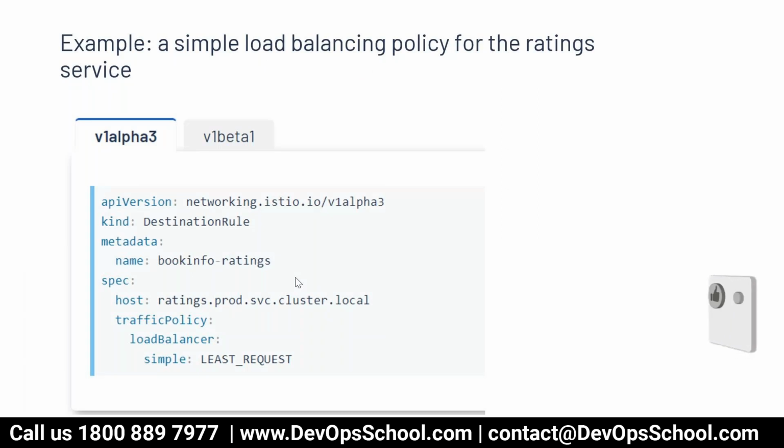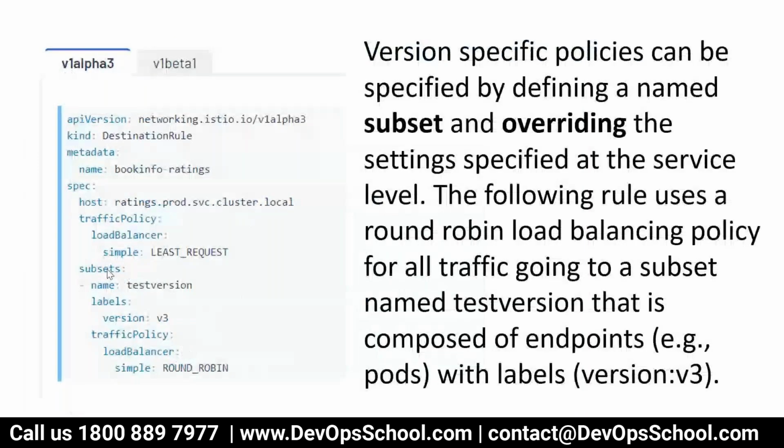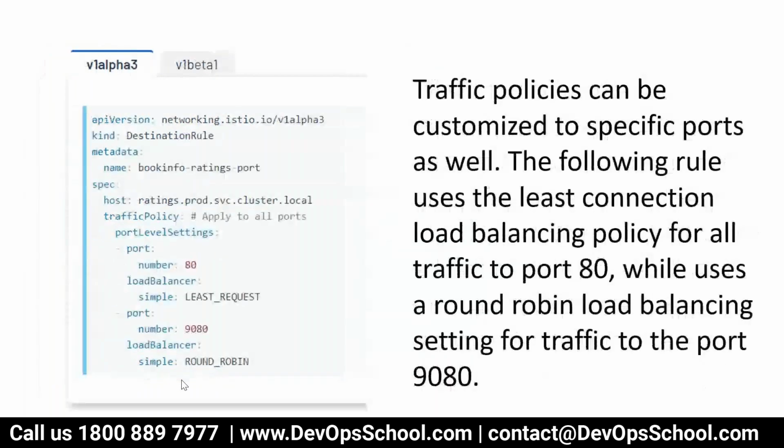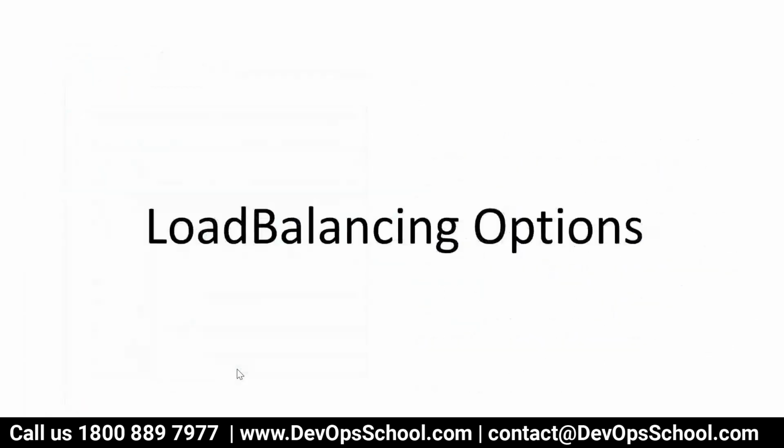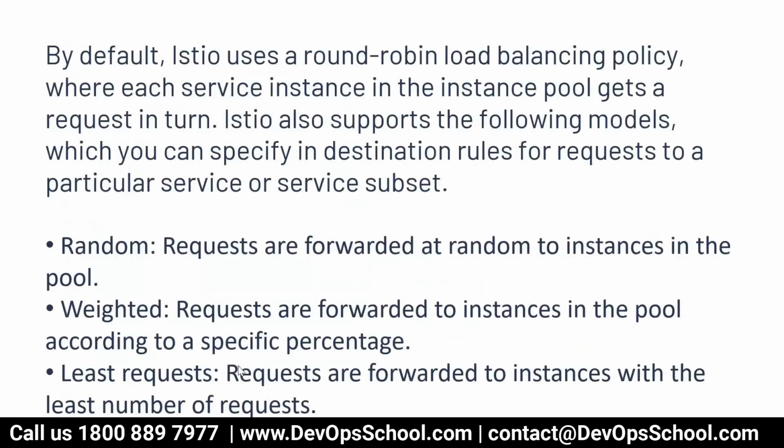Look at this here, one of the examples. This is the v1alpha3 destination rule with traffic policy load balancer. This is another example: destination rules, sending the traffic policy load balancer simple, and subset here v3 round robin and stuff like that. So you can control that. Here you see destination rules with traffic policy port level settings: port 80 with load balancer simple least request, and another port, 9080, with round robin and stuff like that. So this is something which you do.